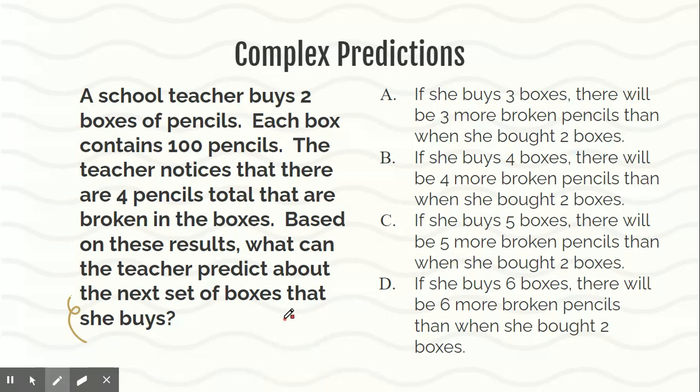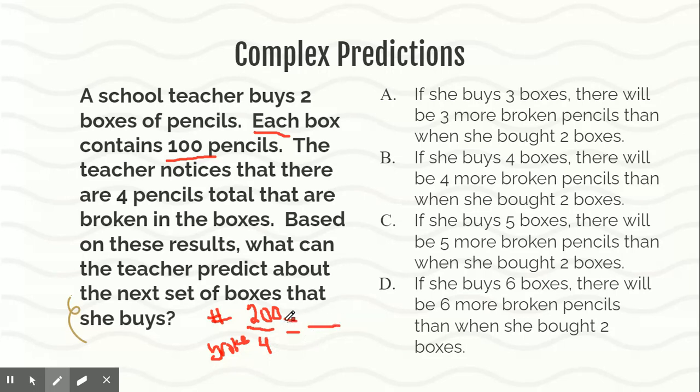Okay, so first I know when I set up this one, I'm going to have boxes of pencils, or how many pencils, our number of pencils, and then our number that's broken, okay? So it says she bought 2 boxes of pencils, and each box contains 100 pencils, which means I need to do 100 times 2 to find out how many total pencils I have. 100 times 2 is 200, so I'm gonna put 200 there for my number. And then she notices that 4 are broken in those boxes. So we're going to do 4 there.